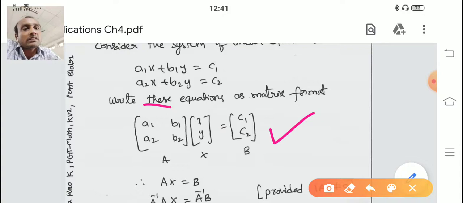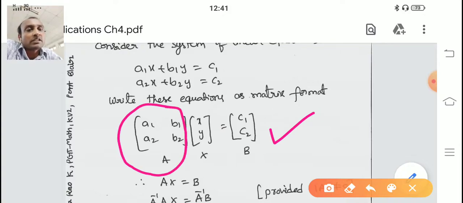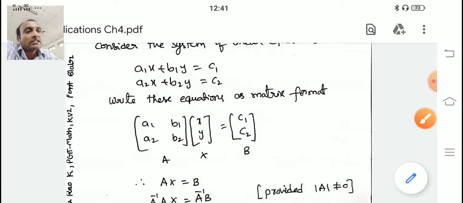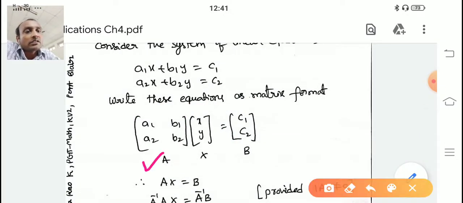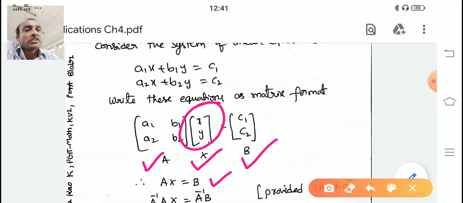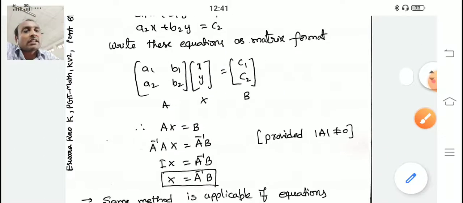First, this one is called the coefficient matrix, which is denoted by A. Second one is the variable matrix, which is denoted by X. Third one is the constant matrix, which is denoted by B. Once again, A is called the coefficient matrix, X is called the variable matrix, B is called the constant matrix, which I can write as AX = B. But how to find the x and y values? We need x and y values, that is nothing but the solution. To find x and y values, what do we do?